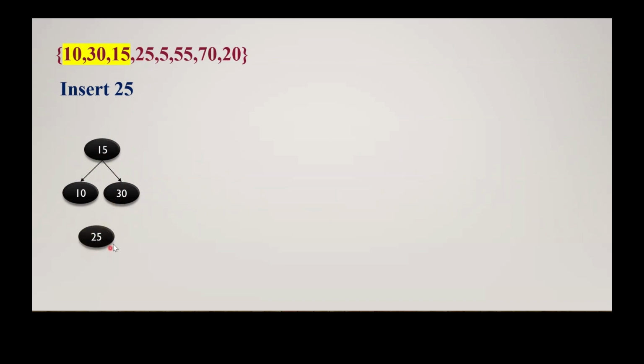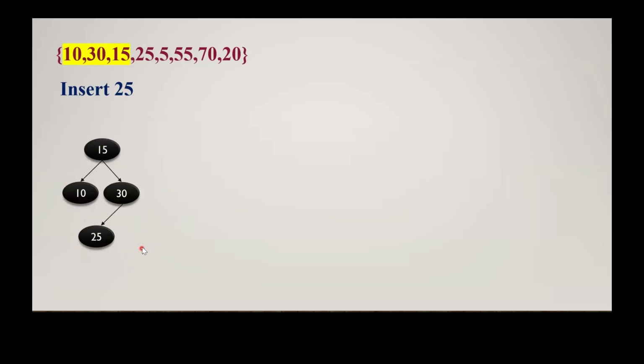From the last balance factor, we already got this result from the previous insertion. Now we have to insert 25. It will start from the root. It is greater than 15, so it will go to the right-hand side. 25 is less than 30, so it will come to this position. So 25. The tree is constructed and the node is inserted.